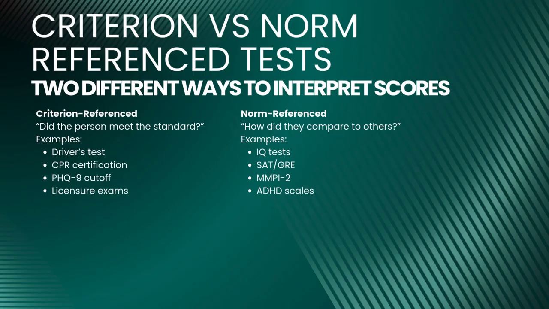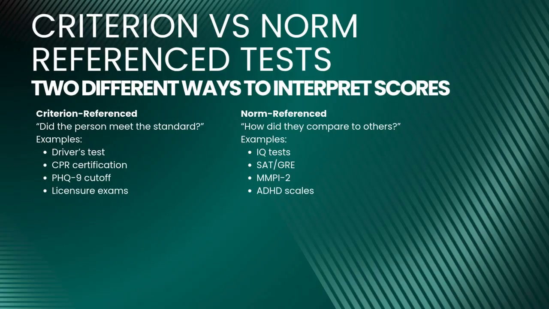One of the first major distinctions in assessment is understanding the difference between criterion referenced and norm referenced tests. For criterion referenced tests, these compare a person's performance against a fixed standard. The question is, did this person meet the benchmark? Some examples might be a driver's license exam, or CPR certification, or licensing exams, or some substance use screen cutoffs, or even PHQ-9 severity categories. You either met the standard or you didn't.